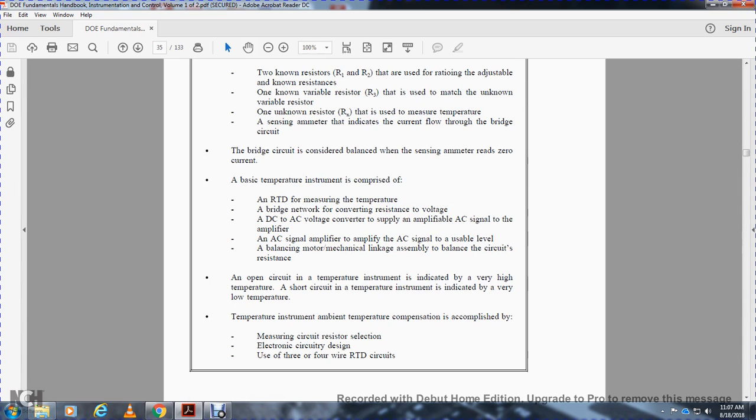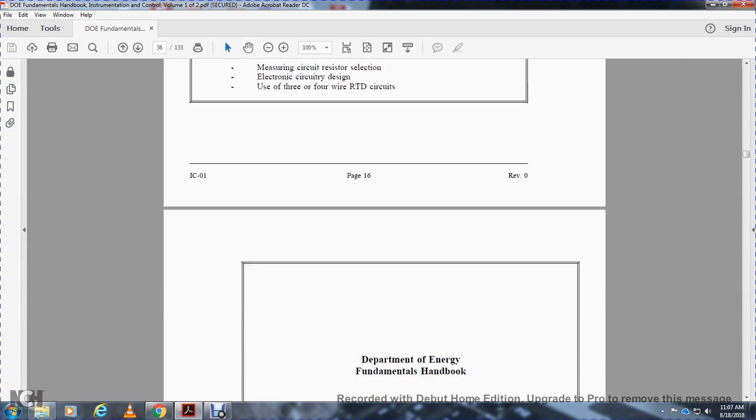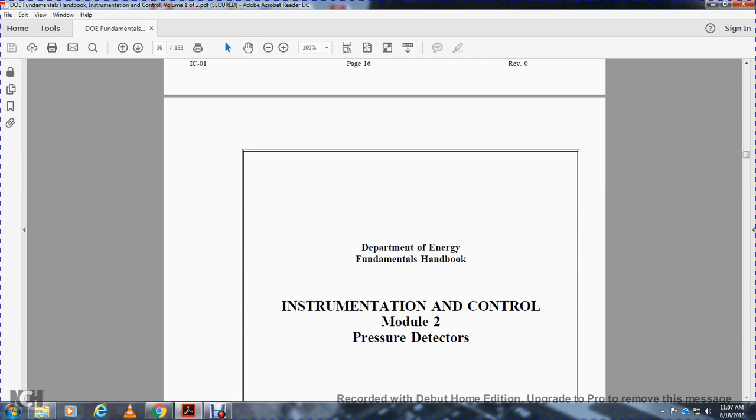Temperature instrument ambient temperature compensation is accomplished by measuring circuit resistor selection, electrical circuit design, and 3 to 4 wire resistance temperature detector circuits. Source: Department of Energy Fundamentals Handbook, Instrumentation and Control, Module 2, Temperature Detectors.